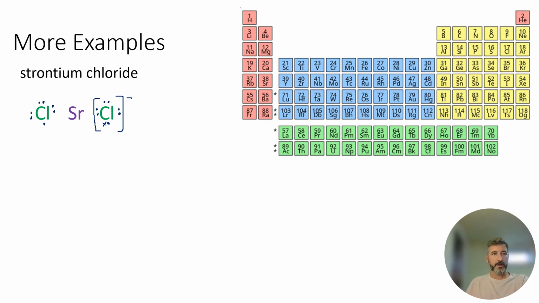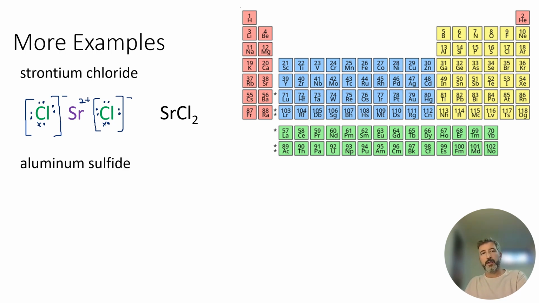Again, just drawing it as an X just to signify that that was not originally one of chlorine's electrons. It's not actually a different electron. An electron is just an electron. But chlorine has gained 1 electron apiece, so they're each -1, and strontium is +2. And so then our formula now is going to be SrCl2. Okay?